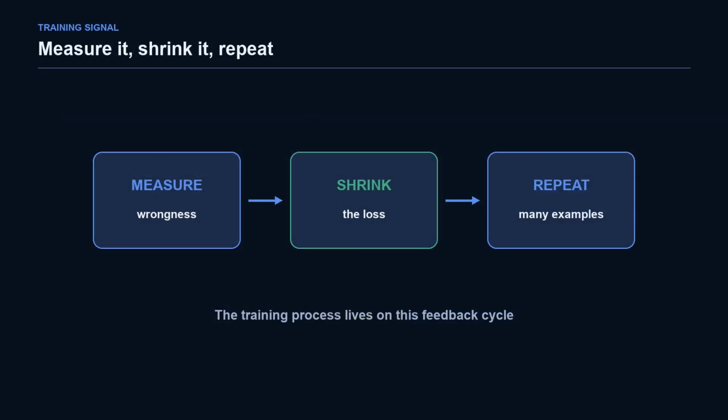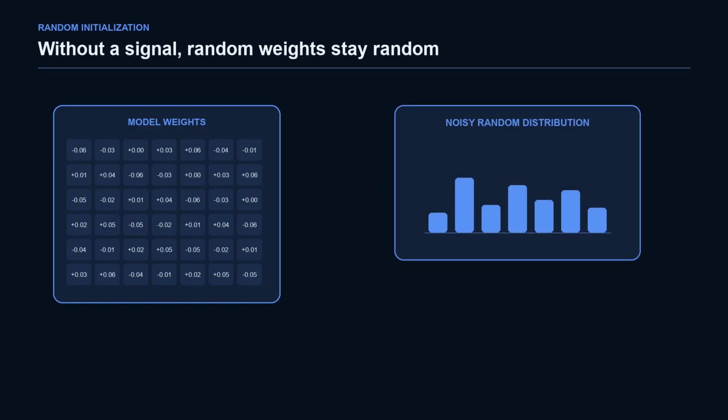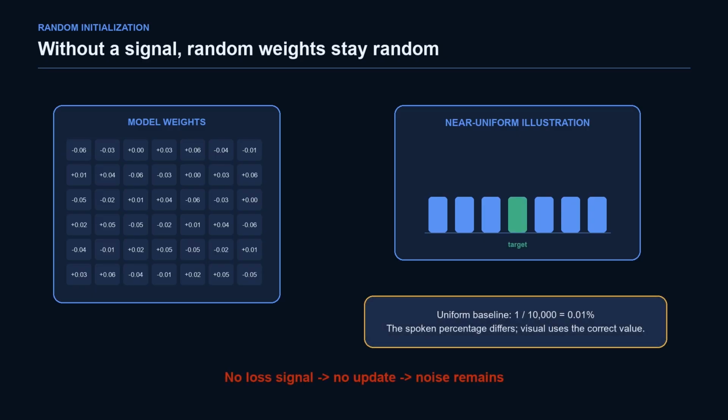It measures it, shrinks it, and repeats that process over many, many examples. At the start of the training, the model's weights are all initialized randomly. That means its probability distributions are essentially noise. If the vocabulary has 10,000 tokens, the model might spread that probability nearly evenly across all the possible tokens. The right answer gets maybe a 0.00001% chance, the same as thousands of other wrong answers.